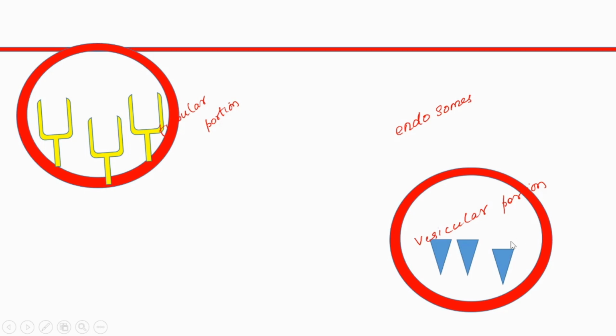And what happens to this vesicular portion that is bearing the ligands? If it contains proteins or other macromolecules or other particles, this vesicular portion fuses with the lysosome, and the lysosome enzymatically digests the ingested materials. This is the process. I think now it's very clear to you. Okay.